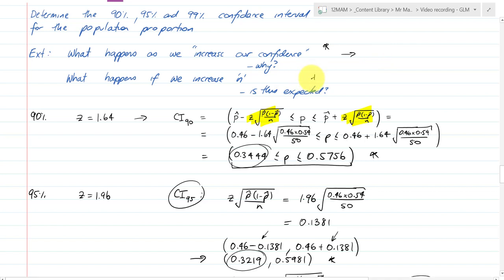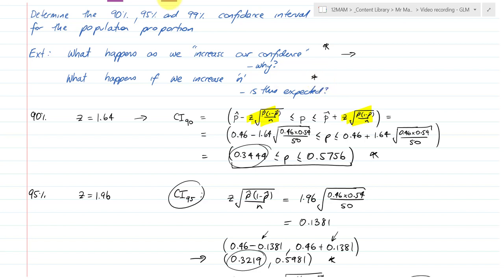The other question is, what happens if we increase N? And again, you might want to pause the video and have a think about this now and consider a response. As we increase N, theoretically, our sample should be better. Our P hat value should be more accurate. It might not be, it's a probability-based thing, but it should have more chance of being more accurate. And therefore, our confidence interval should shrink.